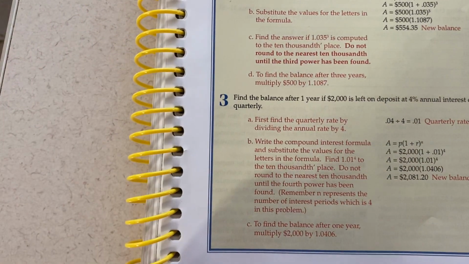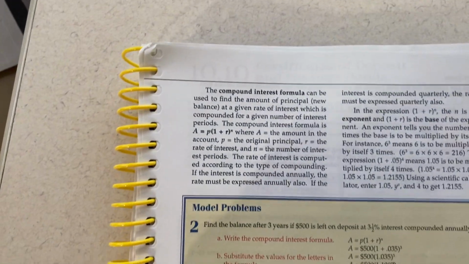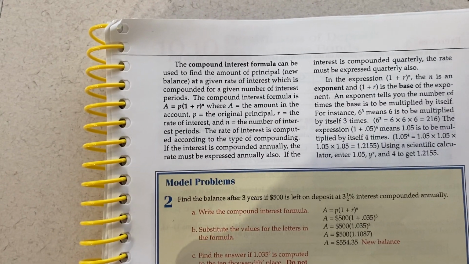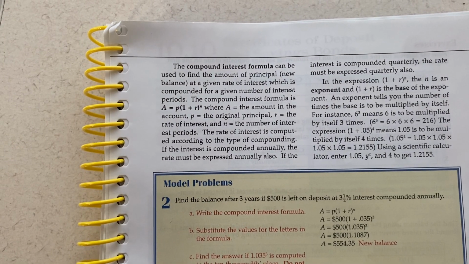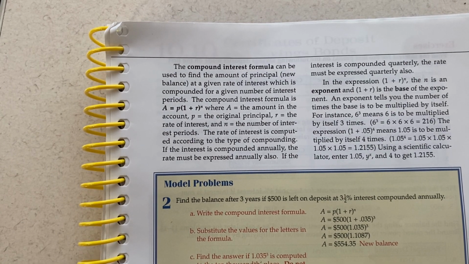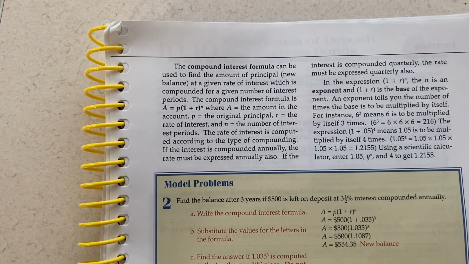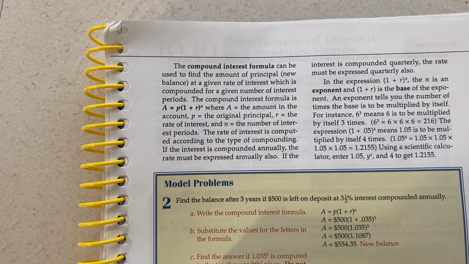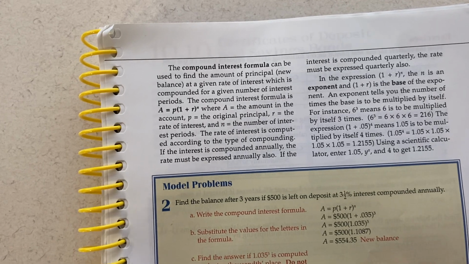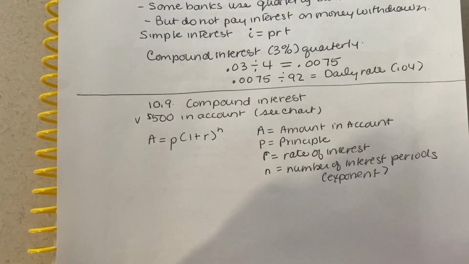So let's go up here. It tells a little bit about it here. Okay, compound interest formula. The compound interest formula can be used to find the amount of principal, the new balance, at a given rate of interest, which is compounded for a given number of interest periods. The compound interest formula is A equals P times (1 plus R) in parentheses, and then we have an N as an exponent. Okay, let's look at that. Let me look at it on my paper so that you can see it. I wrote it out so you can see it a little better. So here's the compound interest formula.